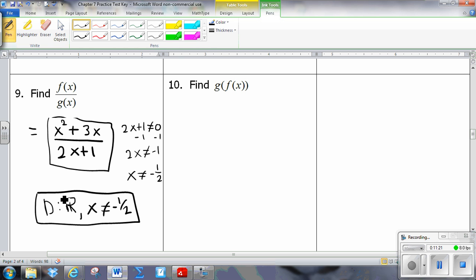All right, so number 10. Ow, sorry, my hand's starting to get kind of weird.